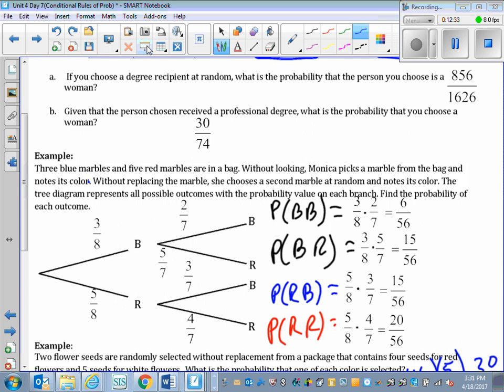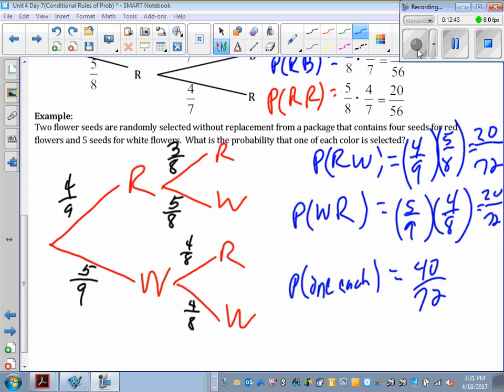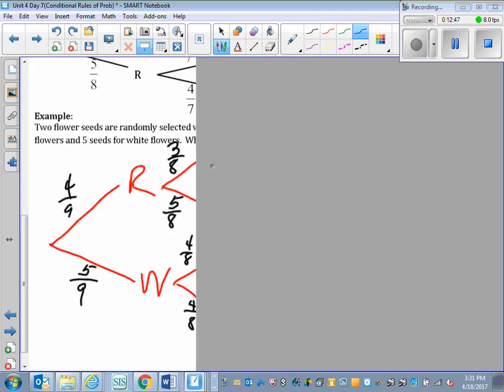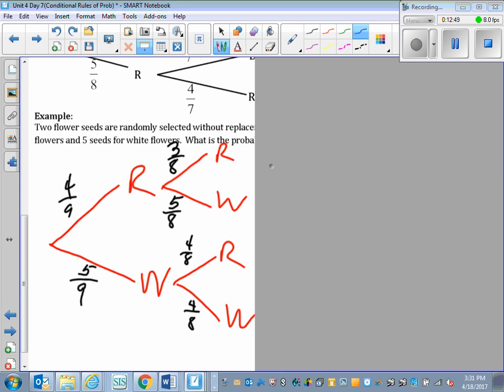The next example, rather. Take a moment, pause the video, and try it on your own. Hopefully you were able to at least get the tree correct. Okay, so there are 4 red seeds and 5 white. So it's 4 ninths and 5 ninths respectively. Again, drawing without replacing. So the second time we draw out of 8.